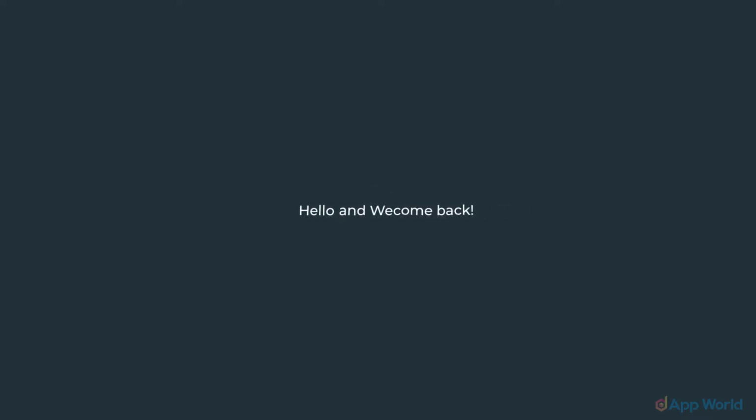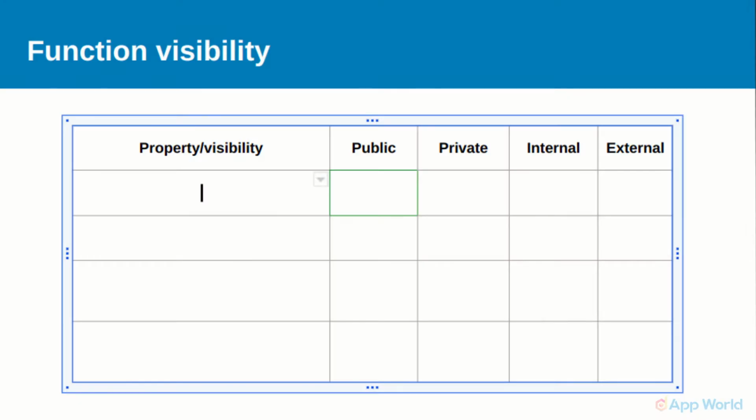Hello and welcome back to the Solidity course. In the previous tutorial we discussed inheritance, and in this tutorial we will discuss function visibility. So we have 4 visibility options for functions in Solidity: public, private, internal and external.